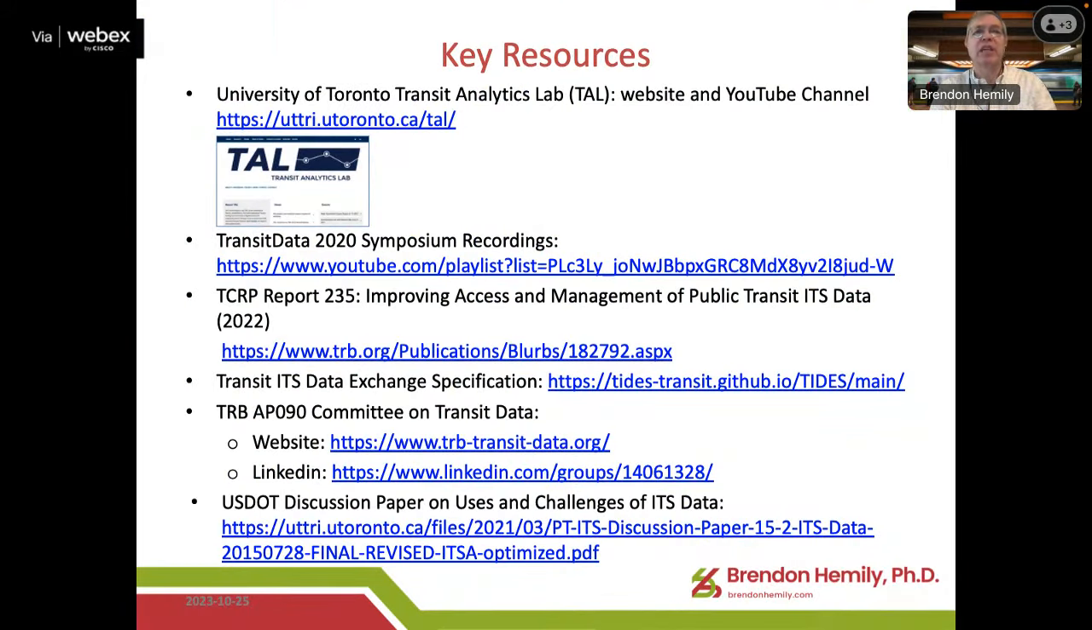So to wrap up, here are a couple key resources I really strongly recommend. The U of T's Transit Analytics Lab, the Symposium, and some good TCRP reports. TCRP Report 235 really laid the groundwork for TIDES, then the TIDES exchange specification GitHub site. And as I said, if you're really interested in learning more about the state of the art, as well as state of the practice, get involved as a friend to TRB's Committee on Transit Data, AP090. There's the website and LinkedIn page. And then the US DOT has had a discussion on some of these things as well.